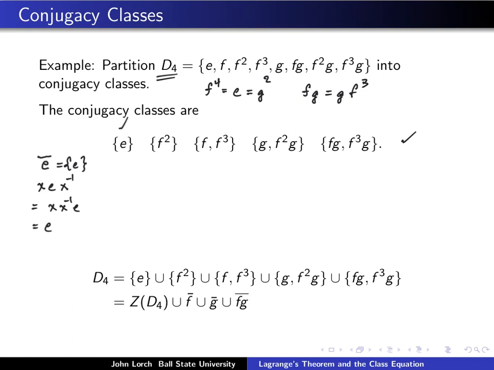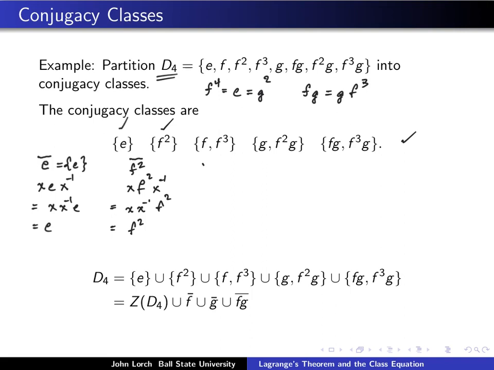Now, a similar thing happens with F squared. If you look at all of the conjugates of F squared, what happens? Well, F squared, it turns out, commutes with every single thing in this group. And so if you take X times F squared times X inverse, just like in the previous calculation, you can slide the F squared past the X inverse, and what you wind up with is F squared. And so the conjugates of F squared are really not very interesting. You just get F squared back again.